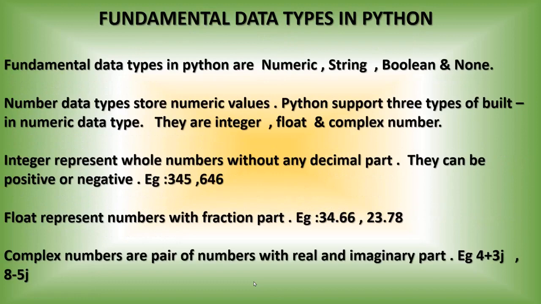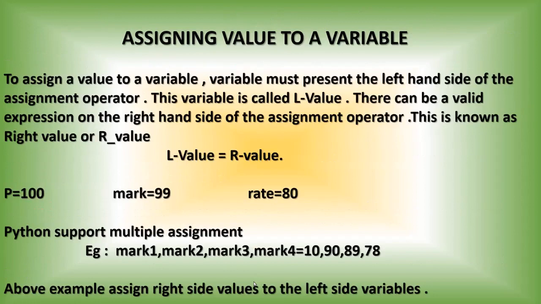The second thing we studied is different data types in Python: numeric data type, string data type, Boolean and None data type. Numeric is again subdivided into int, float and complex. You can see the data type by using the keyword type. By using type, we can see the data type of each variable used in the program. Next, we studied assigning values to a variable, and the different ways of assignment.